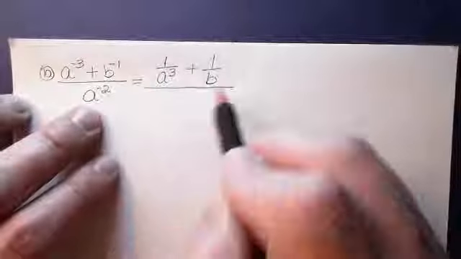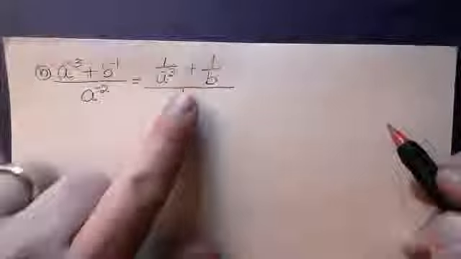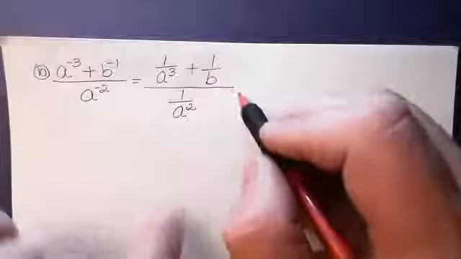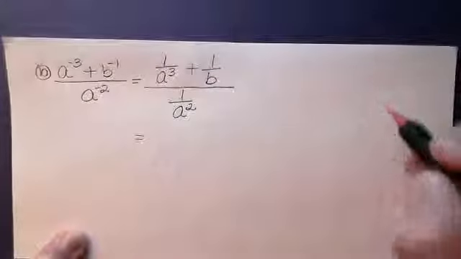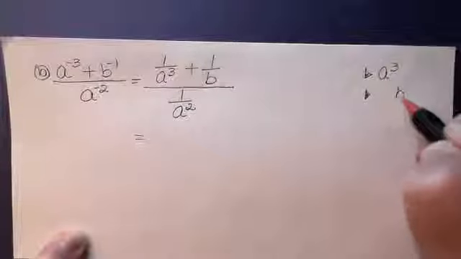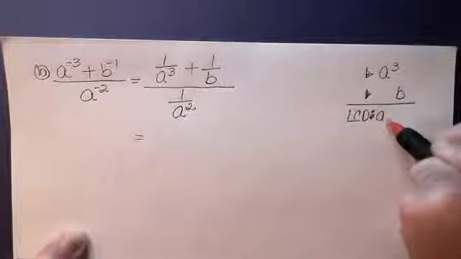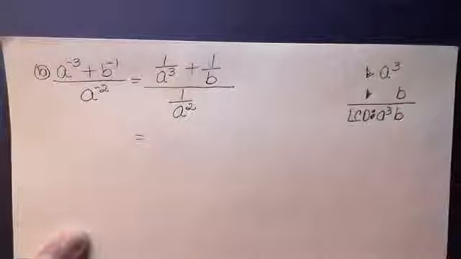To get rid of negative exponents, I'm going to flip them. Whenever I flip, the negative disappears. So this would be 1 over b, and this would be 1 over a squared. On the top here, we can try to find the common denominator. So let's do our LCD here. I have a to the third. Second denominator, I have b. So that means my LCD is going to be a to the third b.